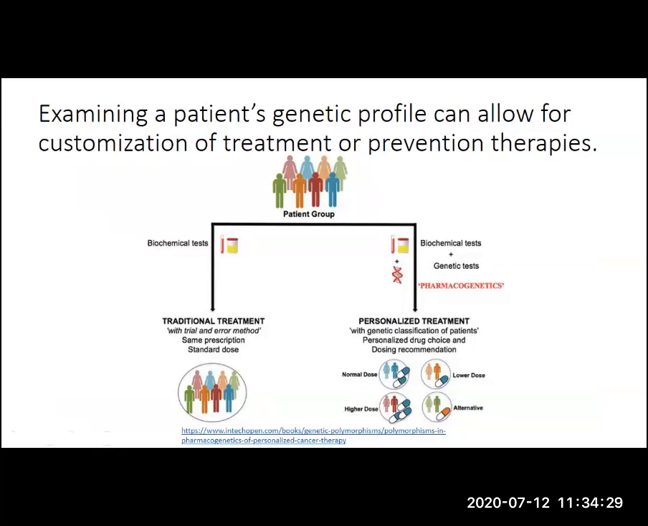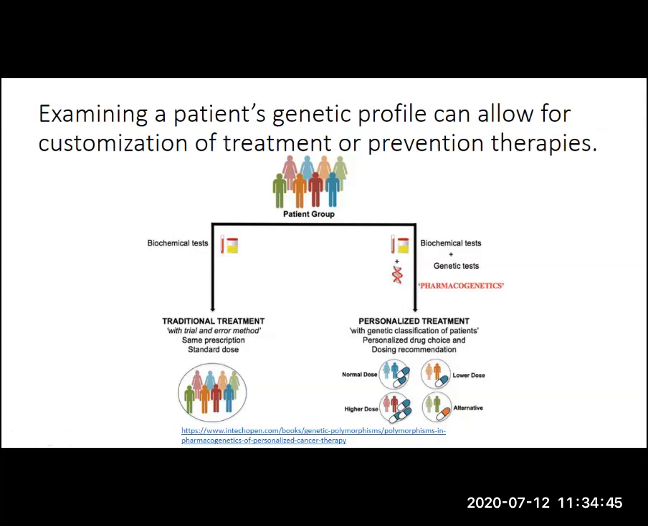Now, if we take a look at a patient's genetic profile, this is going to allow for a customization of treatment. Especially when we're talking about prevention therapies. So it's always easier to avoid getting a disease than getting the disease and trying to cure yourself of it or at least minimize the impact of that.